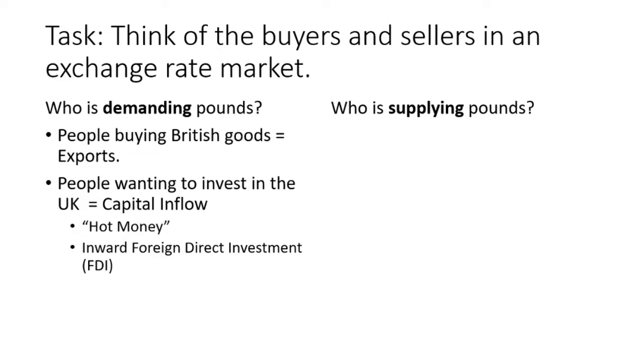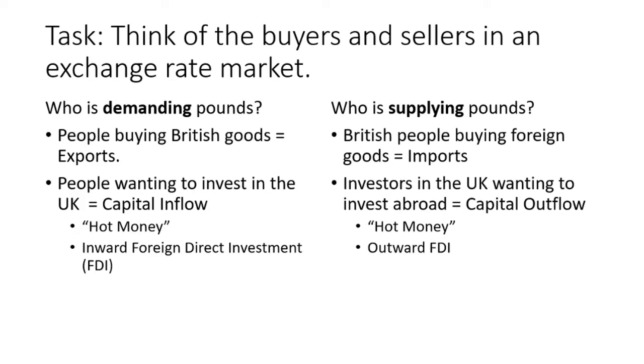The people who are supplying pounds are British people who want to buy foreign goods, who want to import things. So think if you wanted to go on holiday, or buy a good that was manufactured in China, you have pounds, you've been paid in pounds, and you're saying, I want this thing from another country. Before I can buy that thing from the other country, I need to sell these pounds. So British people, and you in that case, would be a supplier of these pounds. Another source of supply for pounds are investors in the UK who want to invest abroad.